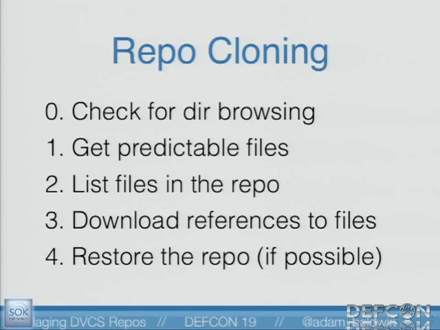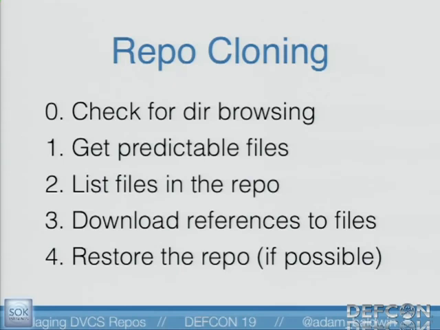First thing you need to do is check for directory browsing. If directory browsing is enabled on the site, it's game over. You can simply wget the .git directory and then restore the repository. Git reset --hard, and then you've got your contents. You got the source code, you got the entire tree. If that doesn't work, barring that, we need to get the predictable files.